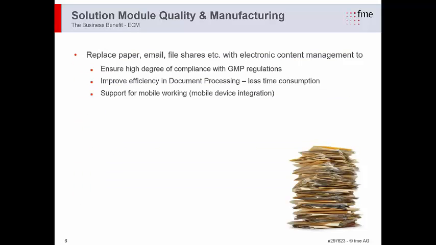Reducing paper, reducing email and file shares. Many companies know that you have problems with compliance as long as you use such kinds of infrastructures and functionalities. Also, the question of document processing efficiency, less time consumption for the approvals and reviews, plays a significant role if you use this kind of solution. And also the integration of mobile devices, mobile workers. This is something that is heavily supported by such solutions.